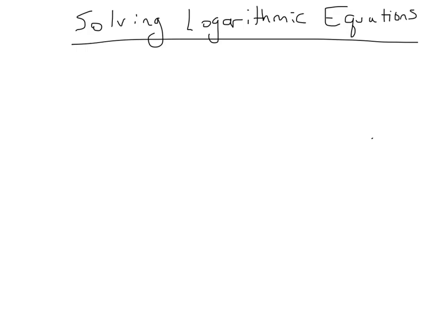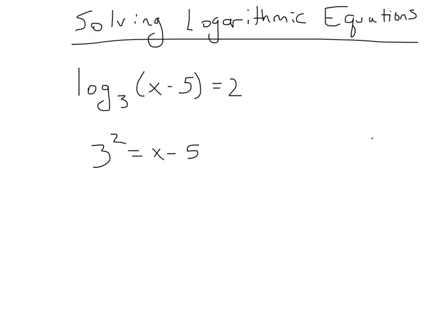So in last night's video, we looked at solving exponential equations that have variables as exponents. And in tonight's video, we're going to be looking at solving logarithmic equations, where we have variables inside of a logarithm. So here we have log base 3 of the quantity x minus 5 is equal to 2. And this type of equation is actually fairly easy to solve if we just take this logarithmic equation and turn it into an exponential equation. So we write this as 3 to the second power is equal to x minus 5, which means 9 is equal to x minus 5, which means that x is equal to 14.